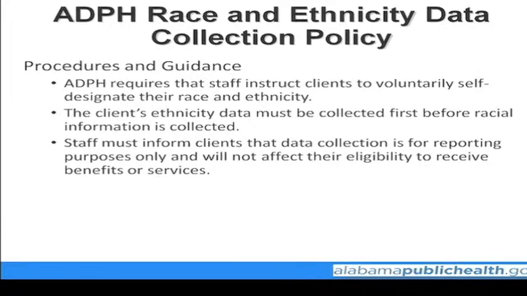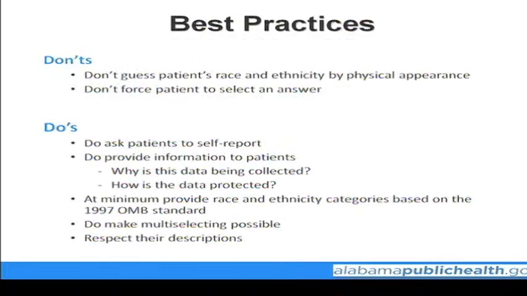When it comes to collecting race and ethnicity data, there are some major do's and don'ts. Don't guess the patient's race and ethnicity based upon their physical appearance. Don't force a patient to select an answer. However, do ask the patient to self-report. Do provide information to the patient such as why the data is being collected and how the data will be protected. Do at minimum provide race and ethnicity categories based on the 1997 OMB standards. Do make multi-selecting possible, and do respect the patient's descriptions.